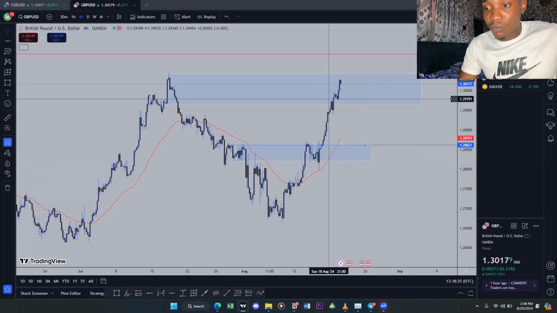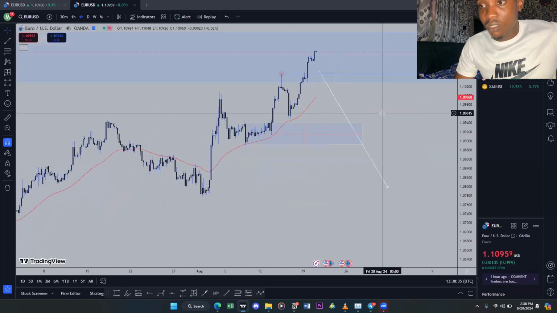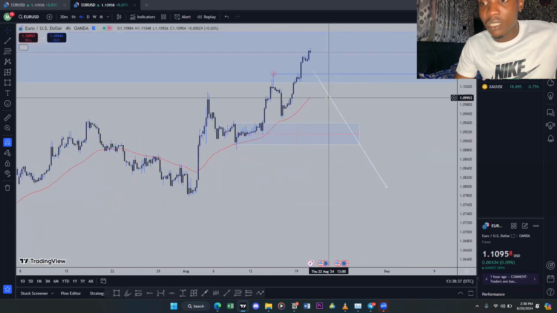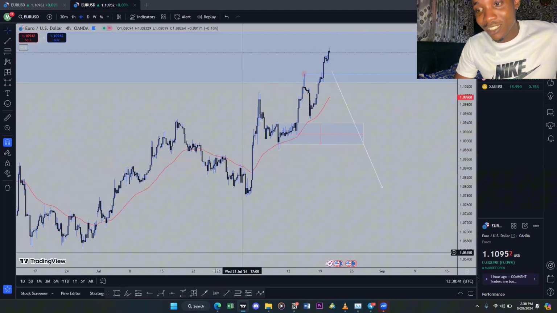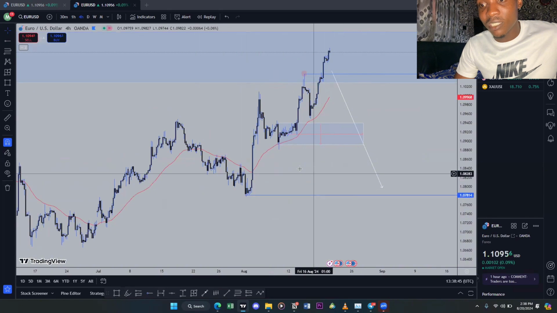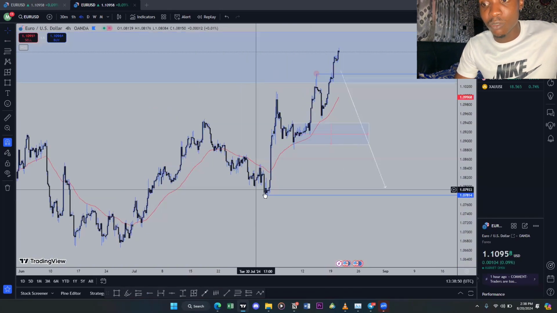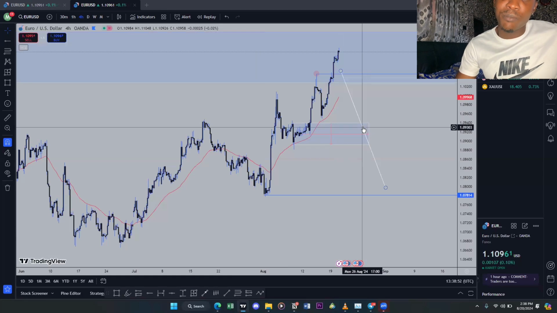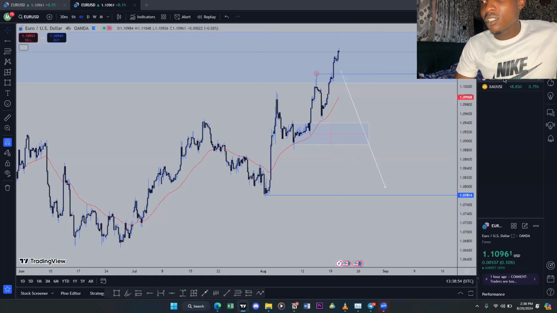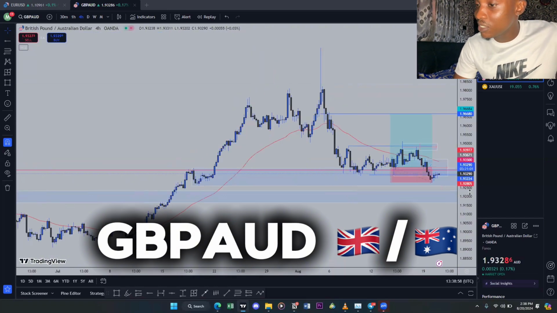So sell rallies on GBP/USD, sell rallies on EUR/USD, long-term sells. Honestly, if I am selling EUR/USD, guys, since I am swinging, I'll be selling to target really deep lows like this. But this could be my first take profit, guys. For GBP/USD and GBP/AUD, crazy times in the market.